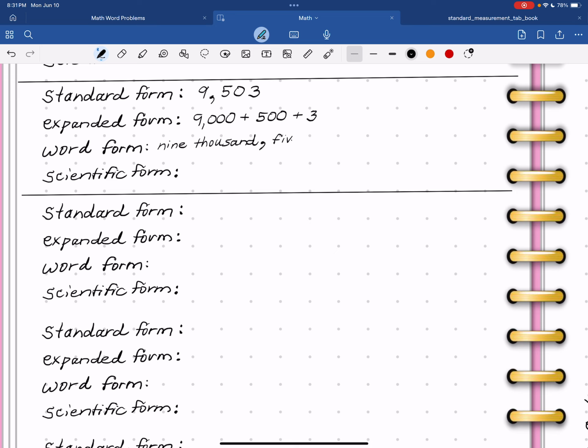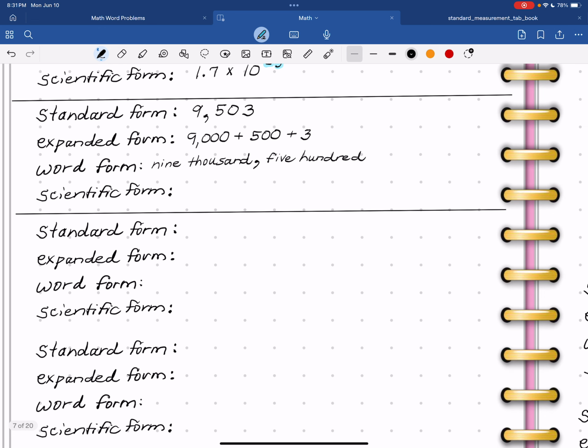9,500. And I always wanted to put a comma after 100, but there's not a comma in the number. What you do not want to do right there is put "and," because "and" is a decimal point. So you want to say 9,503.